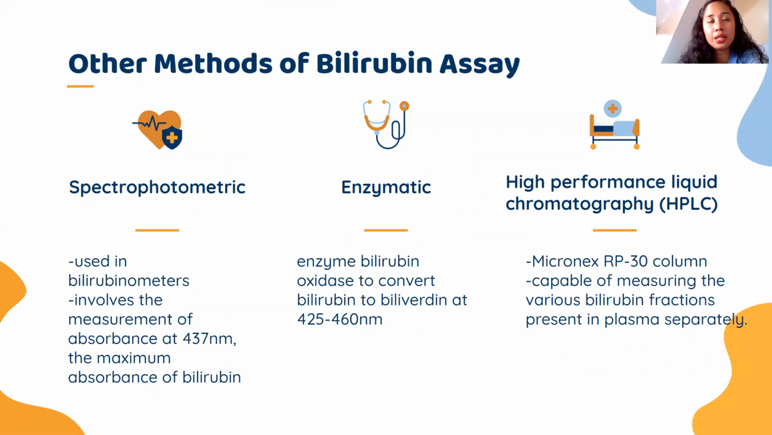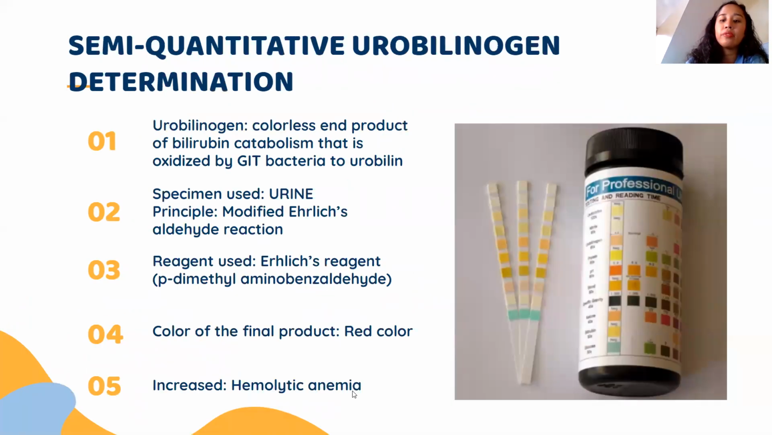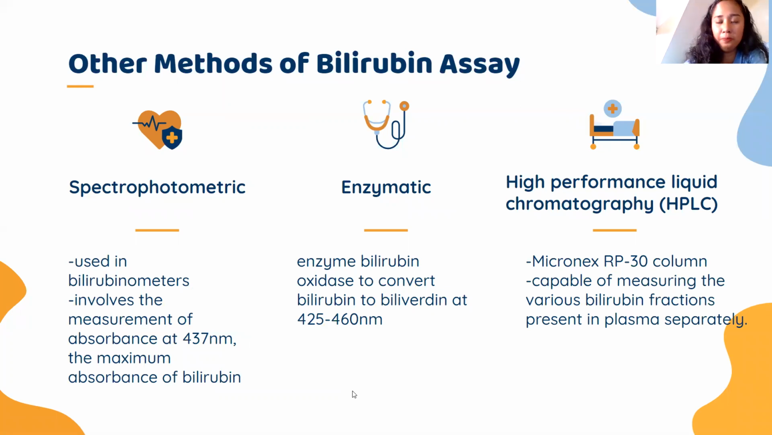So aside from Jendrassik-Grof, from the Van den Bergh reaction, we also have other tests like spectrophotometric in bilirubinometers, where the absorbance is at 437 nanometers. We have your enzymatic method. What enzyme is used? Bilirubin oxidase, which converts bilirubin to biliverdin, measured at 425 to 460 nanometers. And we have HPLC, high performance liquid chromatography. If you encounter the Micronex machine, the principle to measure your bilirubin analytes is HPLC.